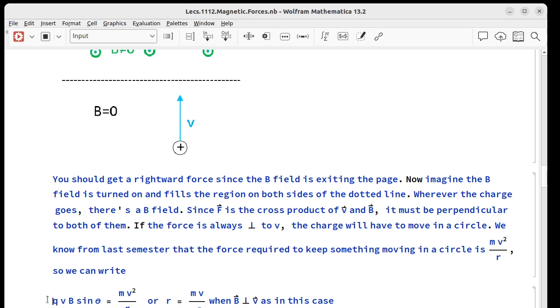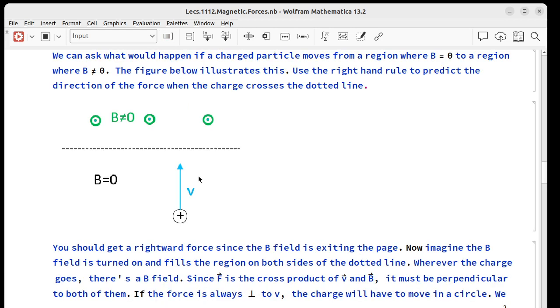The only force we have is this force on a moving charge, also called the Lorentz force, qvB sine theta. So we know that our only applied force has to equal mv squared over r. Now, if B is perpendicular to v, sine of theta is 1, and we can ignore it. So we have qvB equals mv squared over r. We can cancel a v, and we can write that the size of the circle that this charge will make is mv over qB.